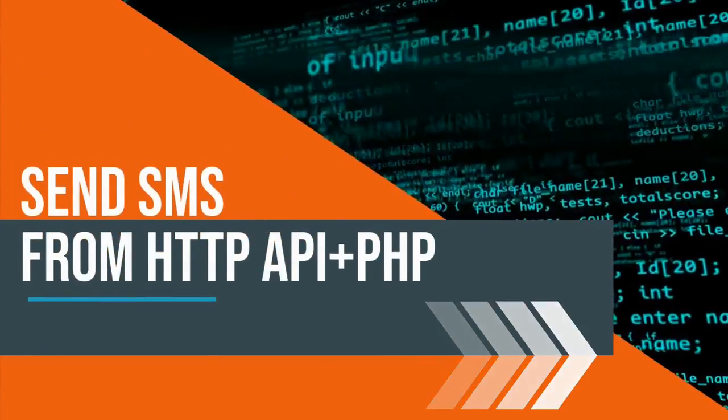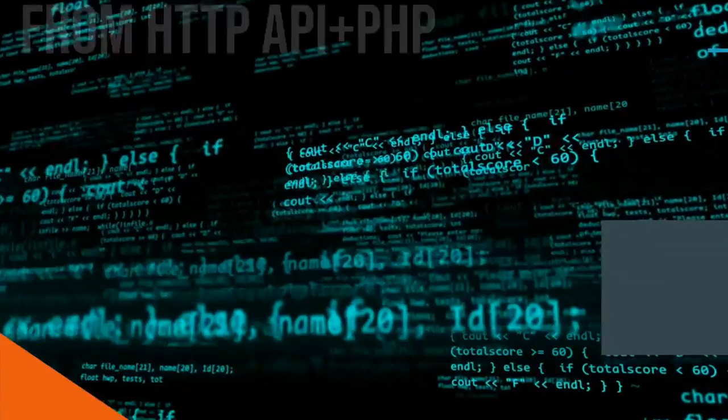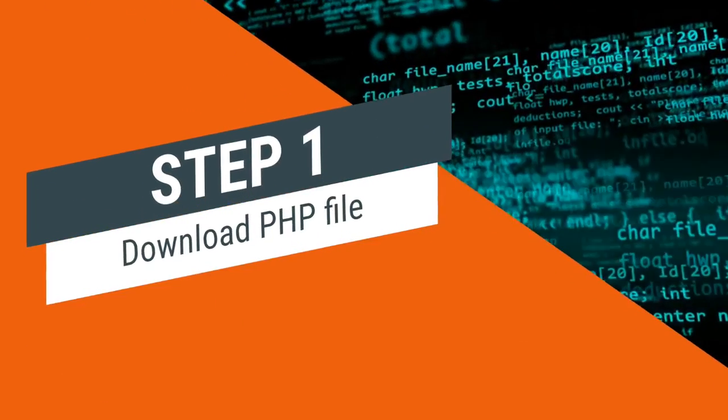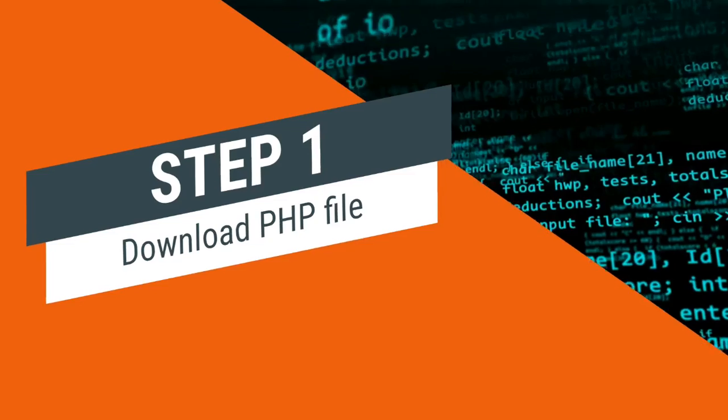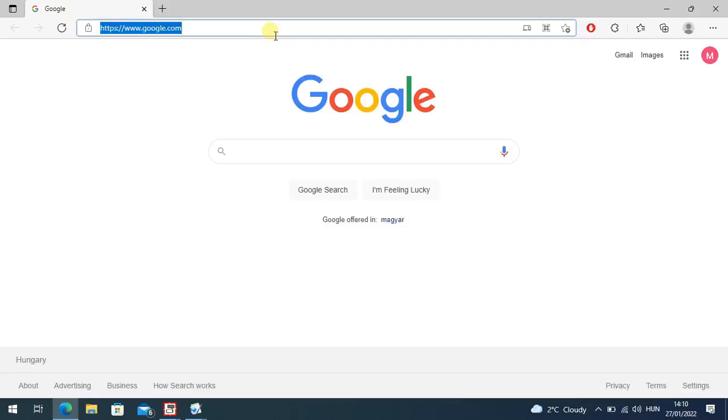This video tutorial shows you how to send SMS from your PHP website. This process consists of 6 steps. Step 1. Download the PHP file. First, we need to download the PHP file.